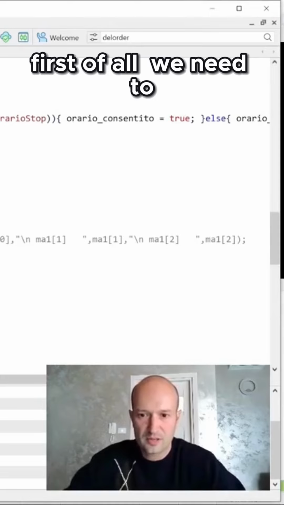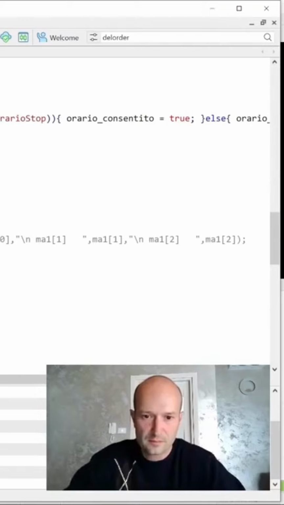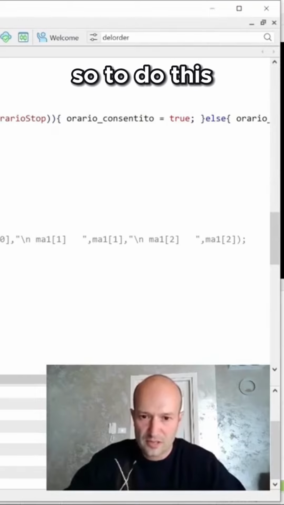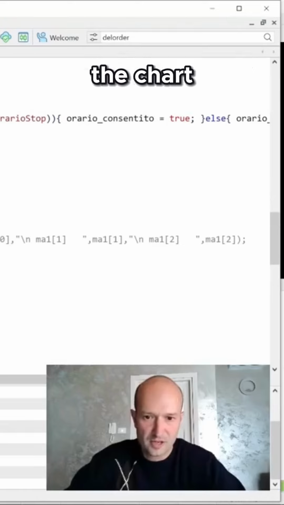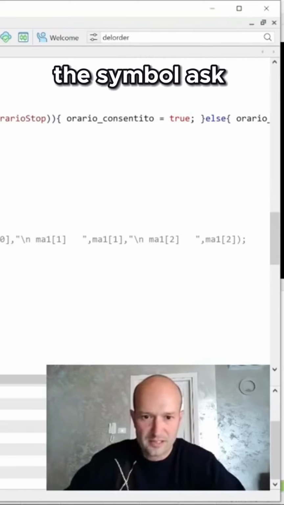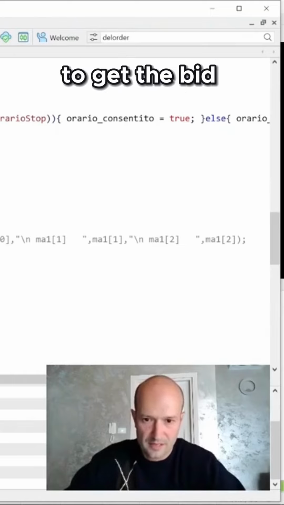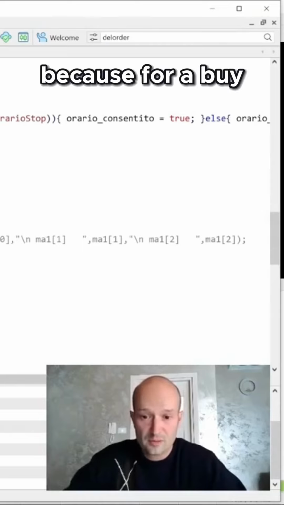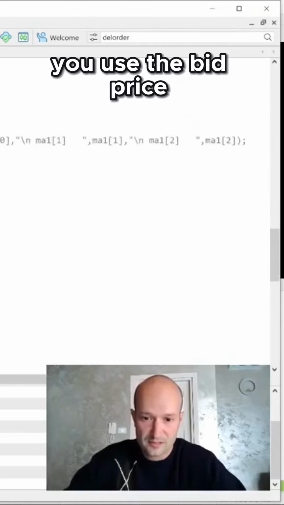First of all, we need to get the ask and bid prices, that is the buy and sell prices of our cross that we are going to use. So to do this, we use the function symbol info double. We put symbol, so it takes the symbol directly from the chart, and we get as a value the symbol ask, which is the ask price. We do the same thing to get the bid. Why do we need to use both? Because for a buy, you usually use the ask price, and for a sell, you use the bid price.